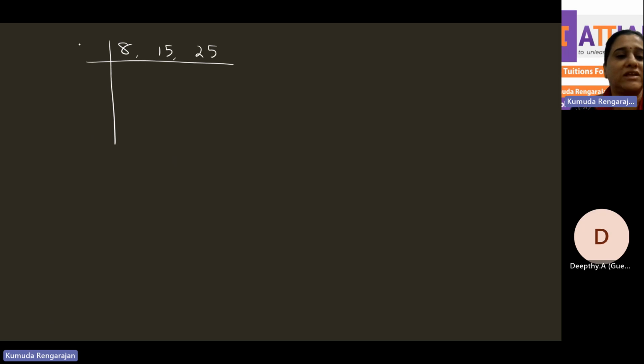You should start with the least prime, 2. To find the LCM, you can take a prime number that divides at least one of them. It need not divide all. So 2 divides 8, so write the other numbers, 15 and 25, as they are, because they're not divisible by 2.